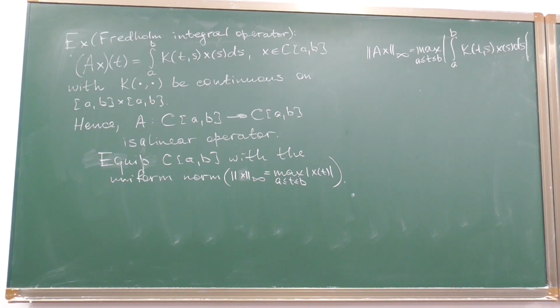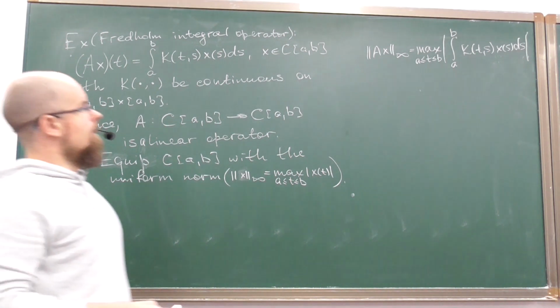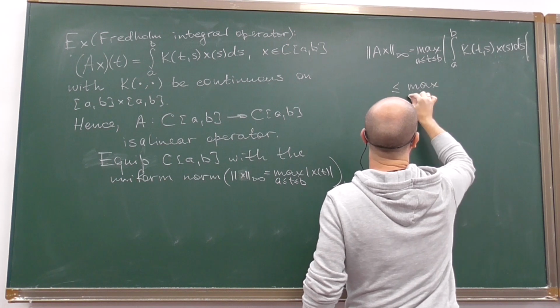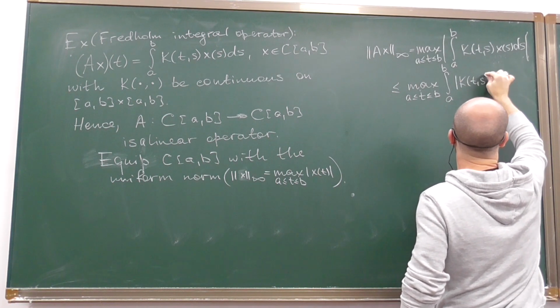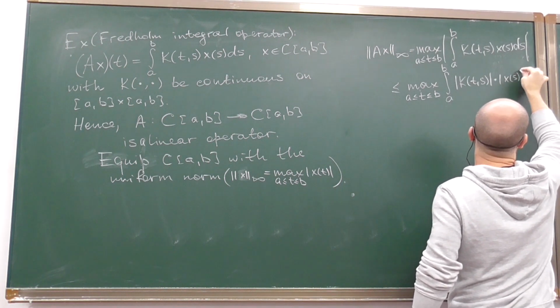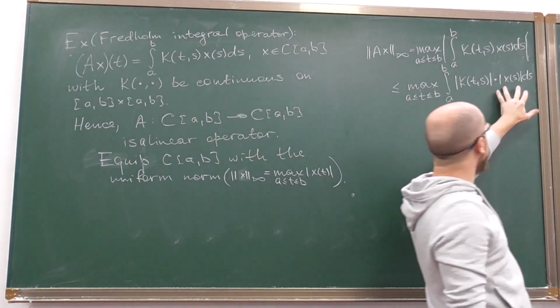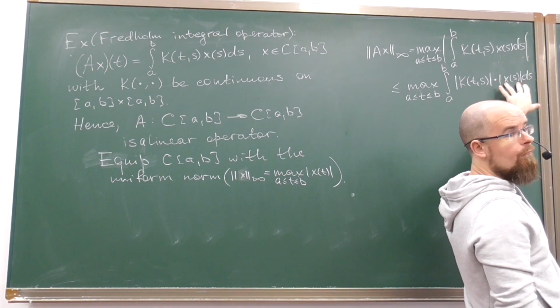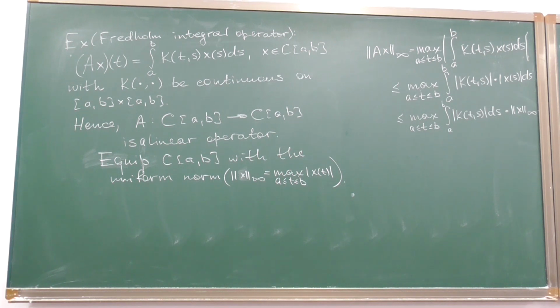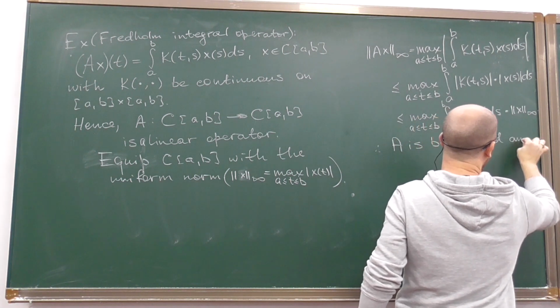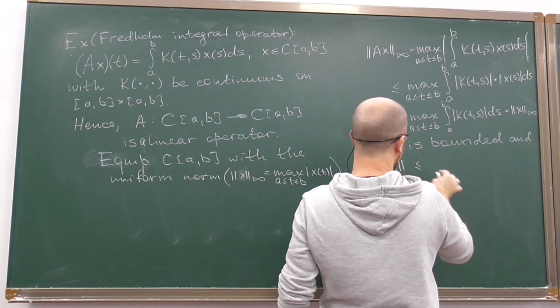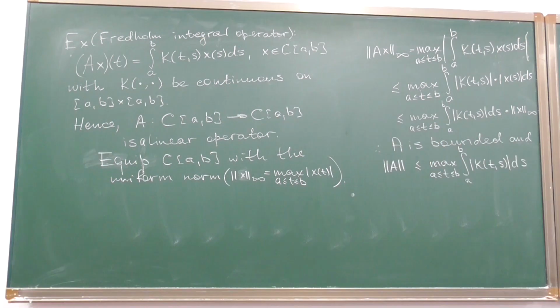Now I will bring the absolute value inside the integral. So this will estimate this expression from above. So this is less than or equal to the maximum. And now I will estimate this absolute value of x of s by the norm of x. By definition of boundedness, the operator A is bounded. And the norm of A is less than or equal to this constant. Let us further prove that, in fact, the norm of the operator equals this constant.